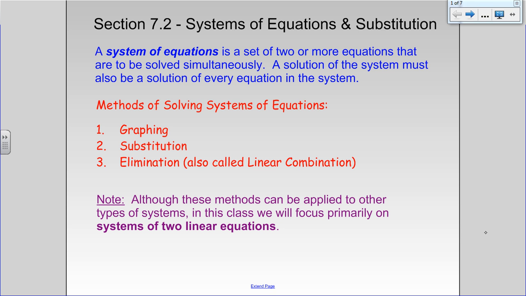There are three main methods for solving systems of equations. We've already discussed the first method, which is graphing. The second and third methods are both algebraic methods that do not require drawing a graph. Also remember that although all three of these methods can be applied to other types of systems, we will be focusing primarily on systems of two linear equations.